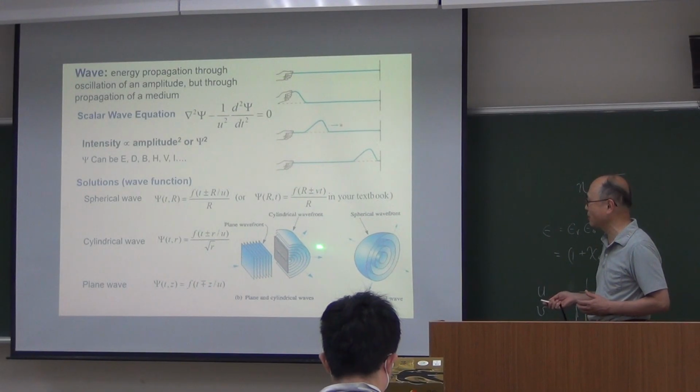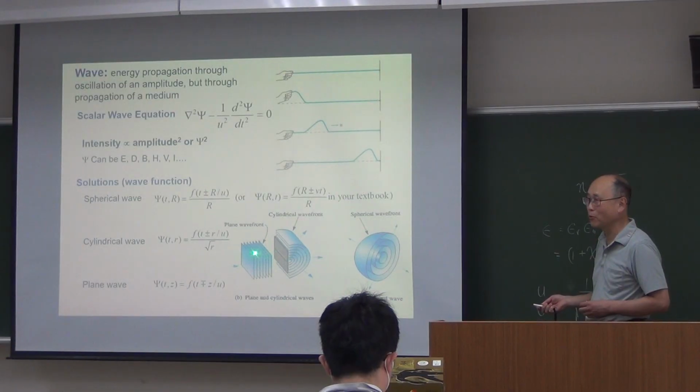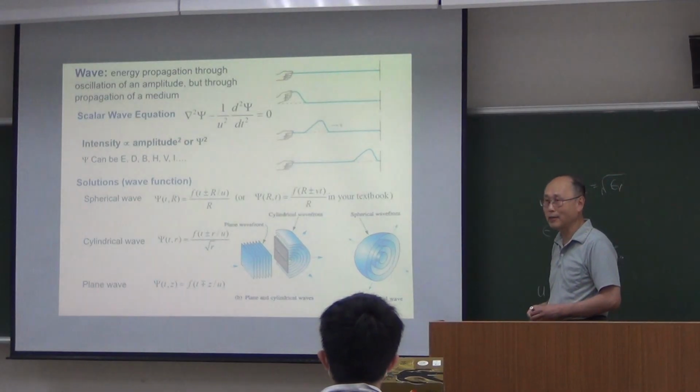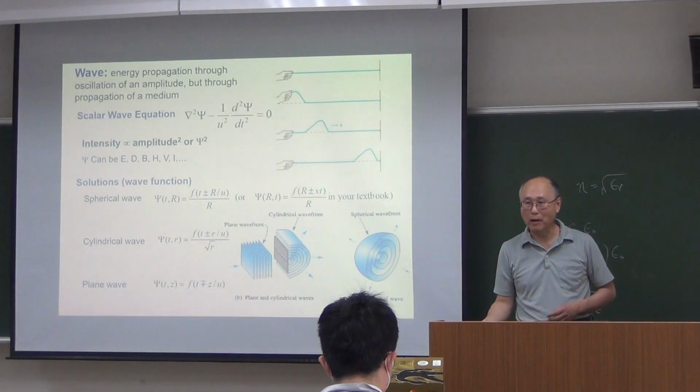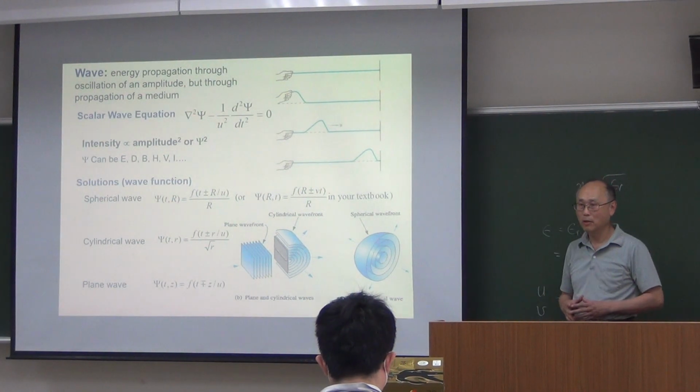Why are we talking about these three kinds of wave? Because I can use, for example, a set of plane waves to synthesize this laser beam. And this belongs to the knowledge about Fourier analysis. All right. Any question?